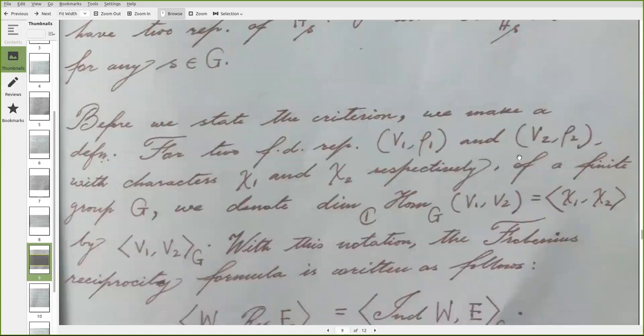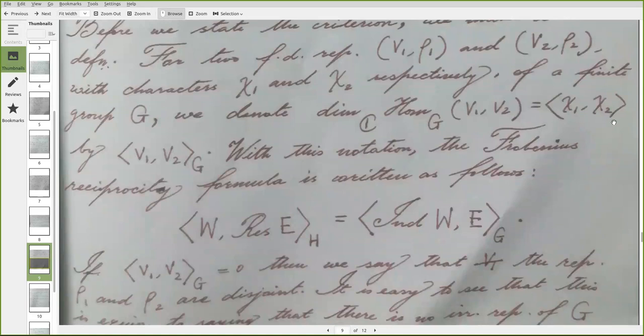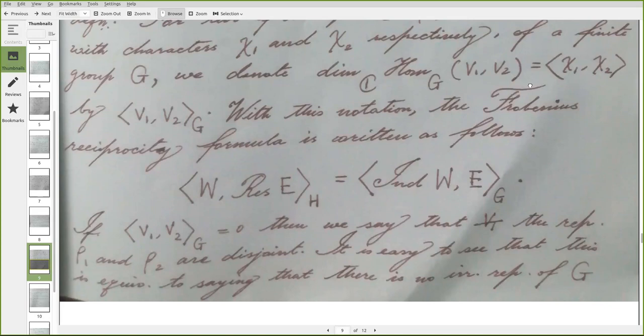Before we state Mackey's criterion, let's make a definition. For two finite dimensional representations of any finite group G, on V1 and V2, rho 1 and rho 2, with characters chi1 and chi2 respectively, we denote the dimension of the linear space of all G invariant linear maps from V1 to V2 by this. And we have already seen in the last video that this is nothing but the inner product of the characters. So from now onwards we use this notation, and we should not forget that it actually means nothing but the inner product of the characters.